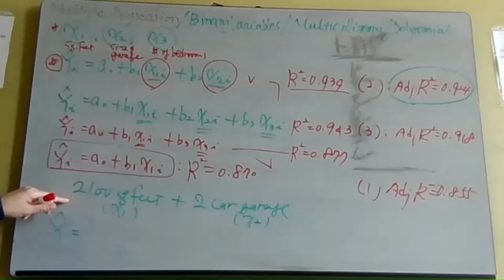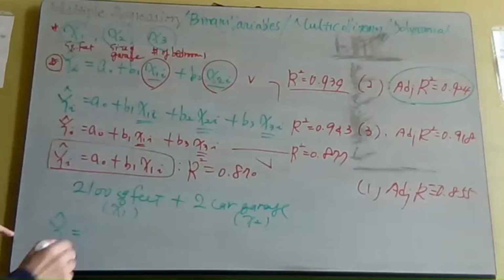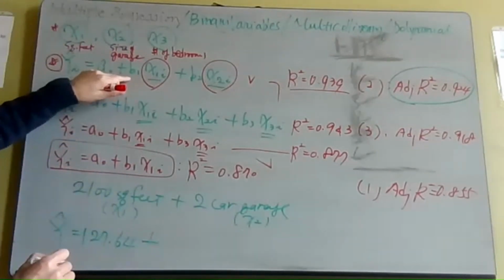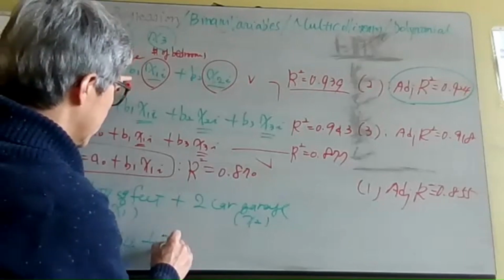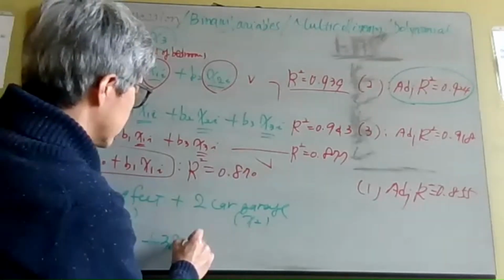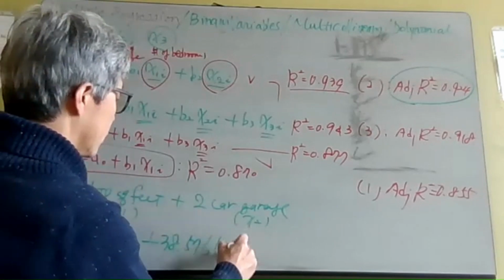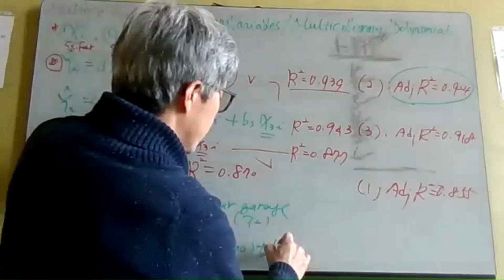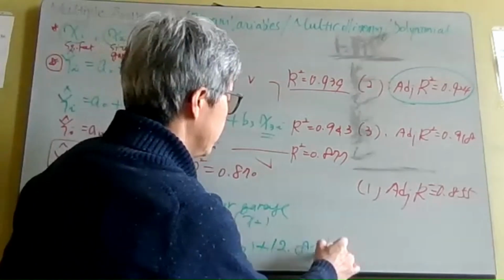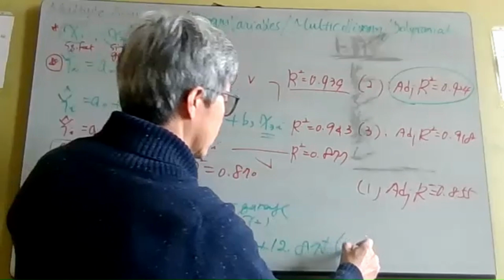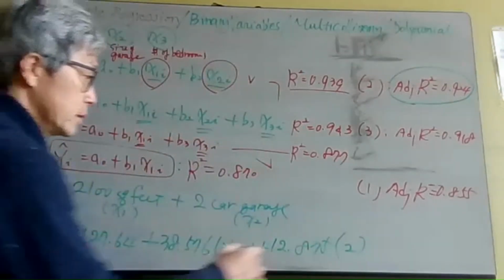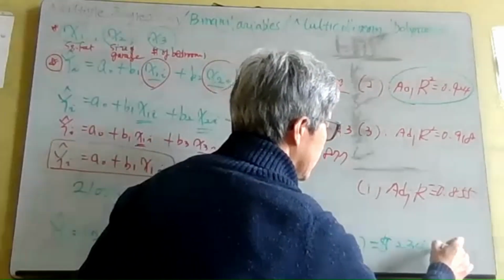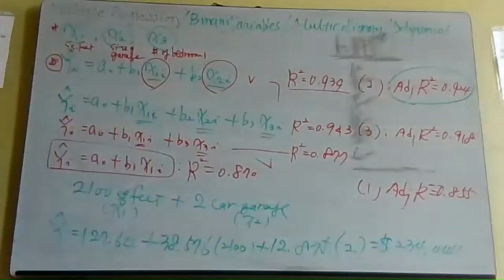so we have intercept 127.64 plus B1, coefficient of X1, as 38.576. X1 is 2100 square feet, plus B2 is 12.875. And then X2 is 2-car garage. So average selling price for this house is $234,000.